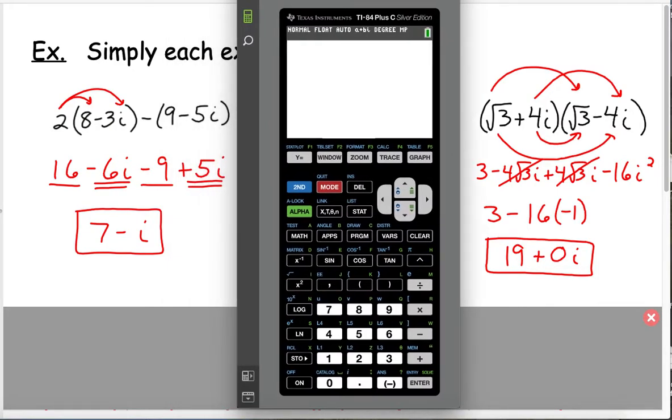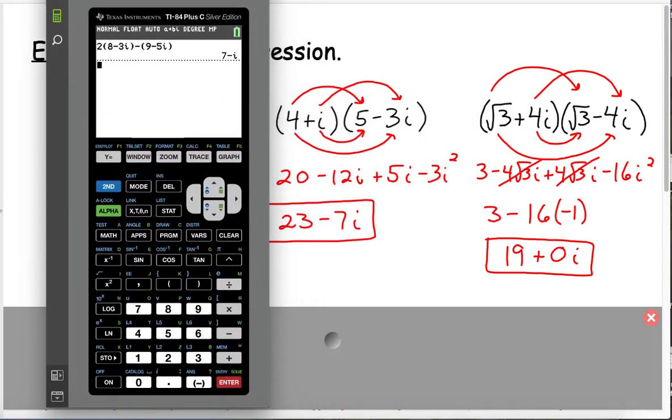Now, let me work out the first problem. I'm just going to type in 2 parenthesis 8 minus 3, and then the i is above the decimal point on the bottom row. So I'm going to press second and the decimal point to get i. Close parenthesis, minus, and then 9 minus 5i. Second decimal point to get my i. Double check that I typed it correctly. Looks good. 7 minus i.